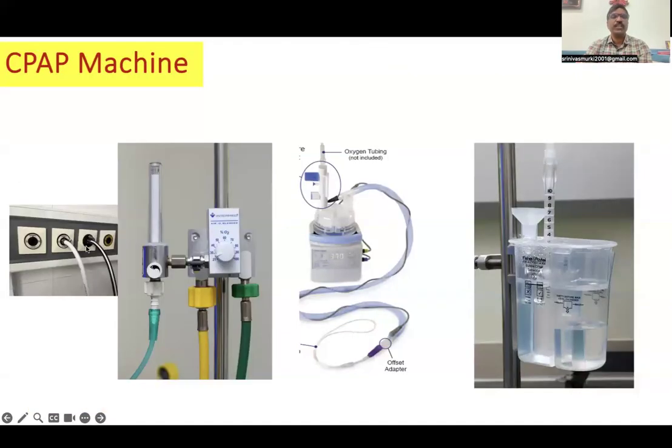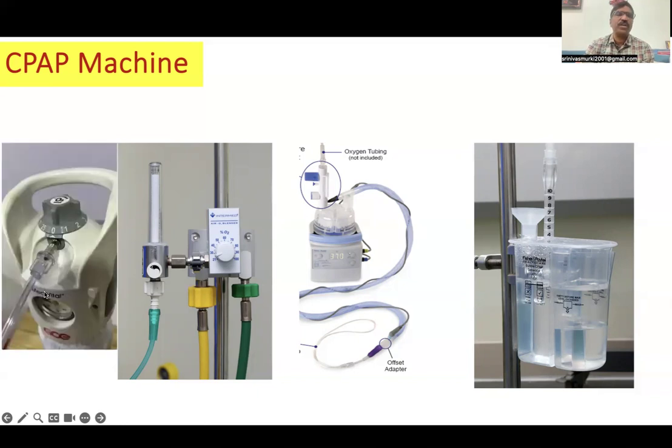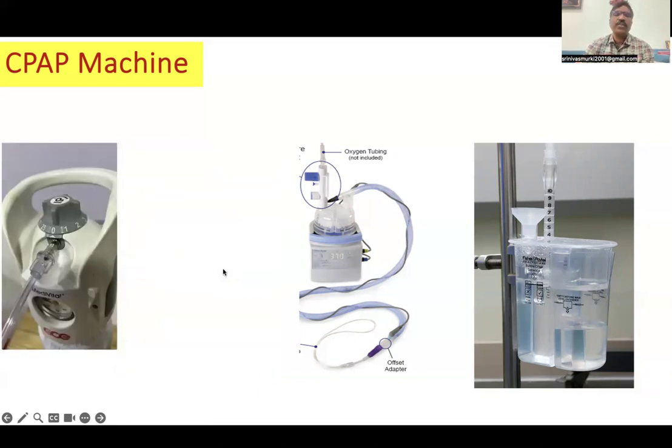So you need a good CPAP machine. That means you need a compressed air source, a compressed oxygen source, a good blender, a flow meter, a good humidifier, which is a servo humidifier with inbuilt heater wire and temperature probe, and a pressure generator, a bubble chamber. Suppose you don't have compressed air and oxygen, you can use only cylinder oxygen. Then you need some device.